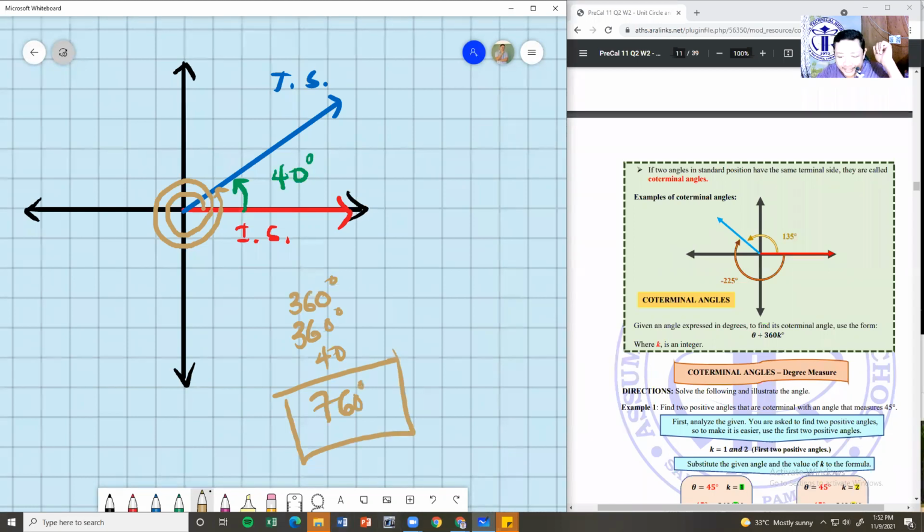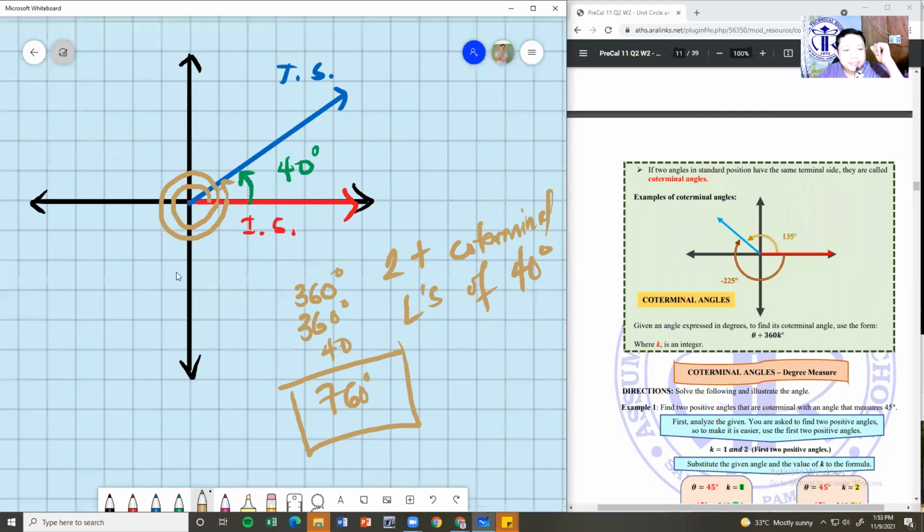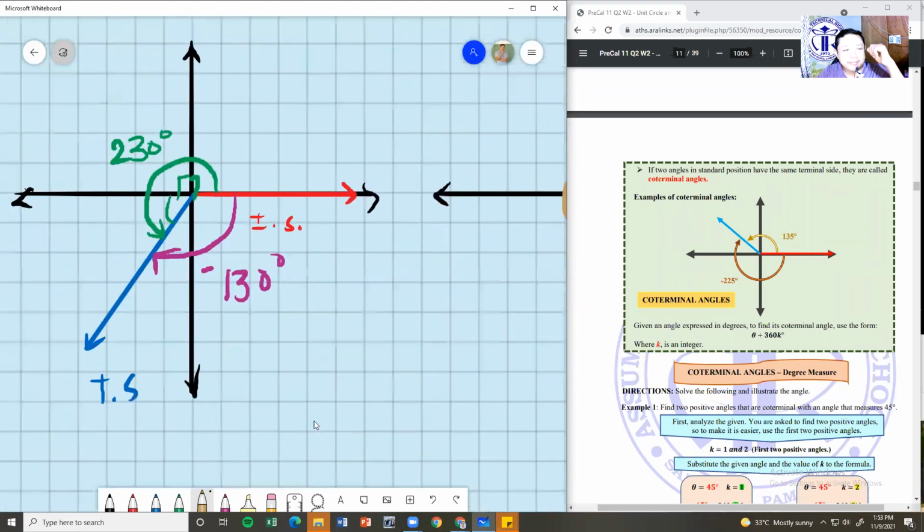Got it? Did you get the process? Show a reaction if you understood that process. Very good. So these are two positive coterminal angles of 40 degrees. Can you follow? Okay, let's move on to this one naman.